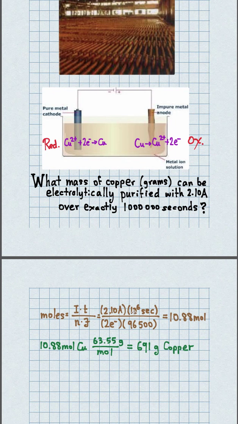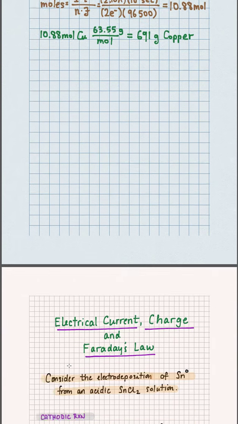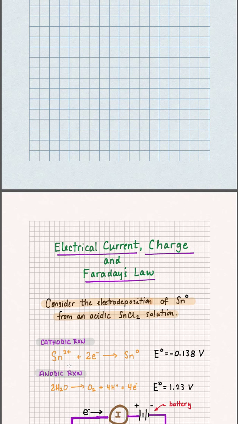I don't know. Anyway, 2.1 amps, coulomb per second, times a million seconds, divided by 96,500. Ooh, I got sloppy with my units there, but I know this always works out. So it came out to 10.88 moles of copper, times the molar mass of copper, to change moles to grams.